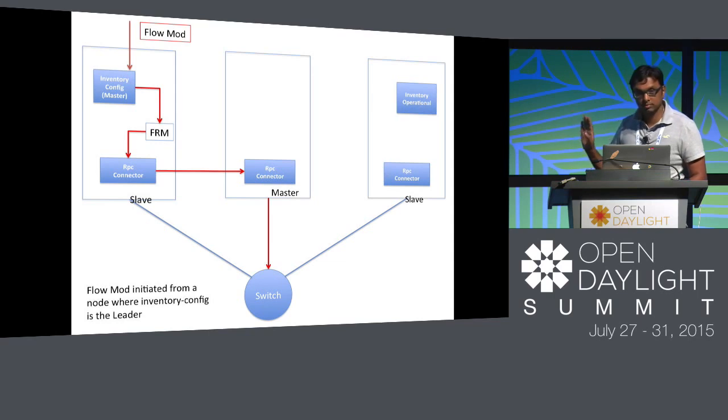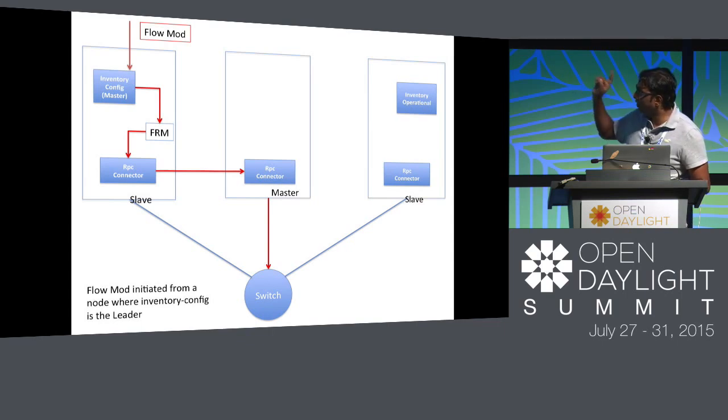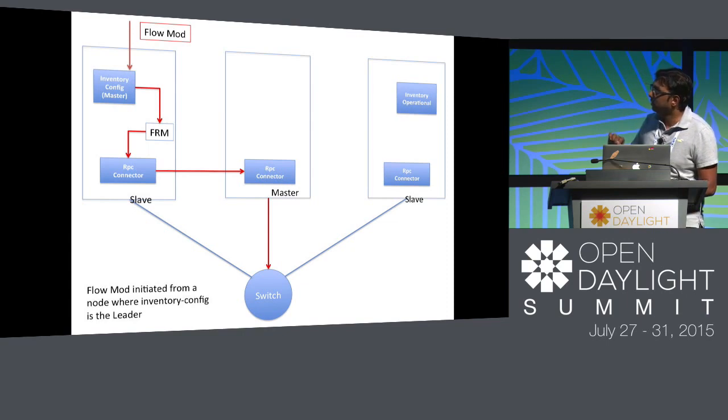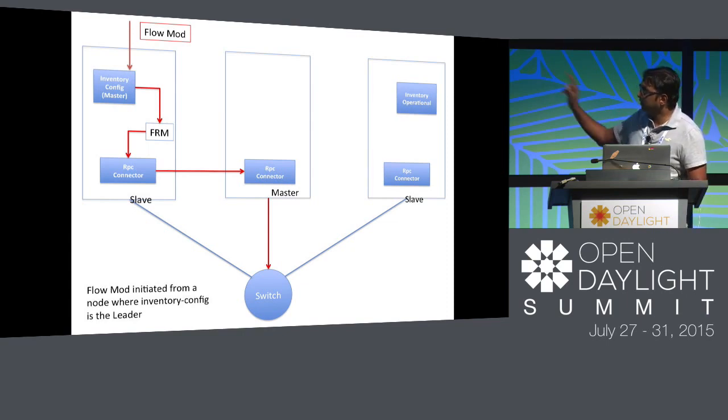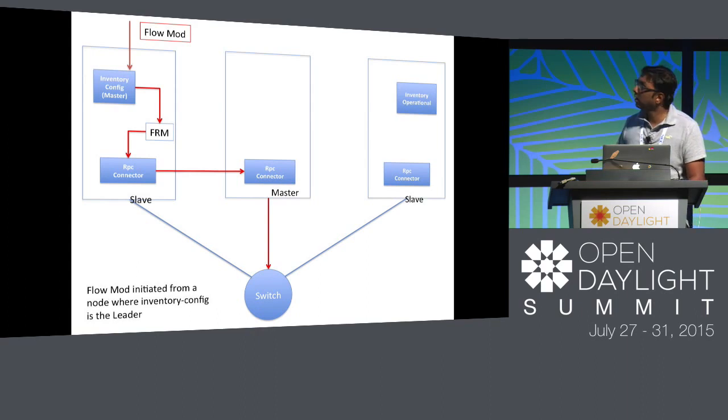So we have an inventory config master in the first node, and the inventory operational in the 3rd node. We have a remote RPC connector on all the 3 nodes. Through our election mechanism, member 2 has become the master for the switch. Now I'm trying to make a flow mod from member 1.